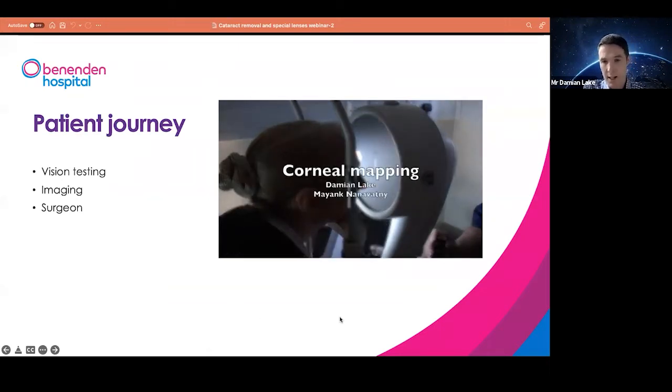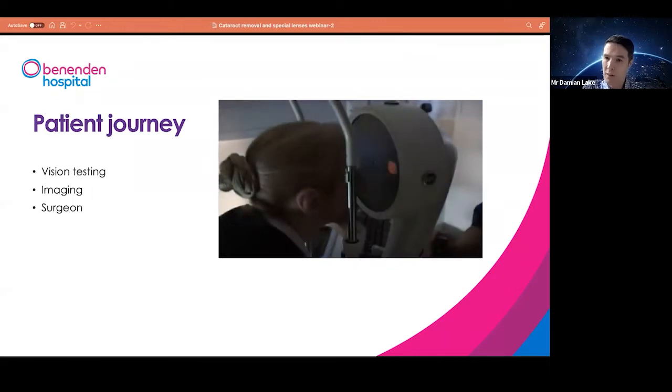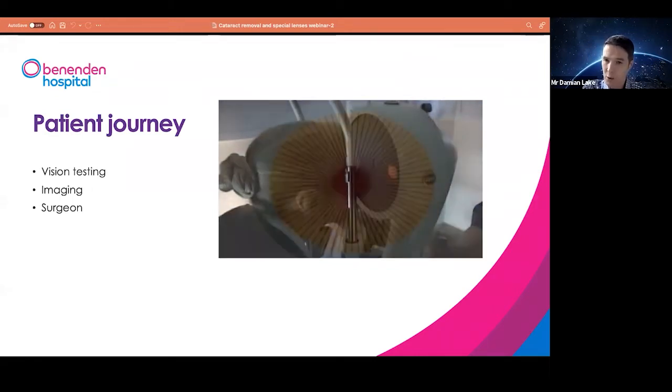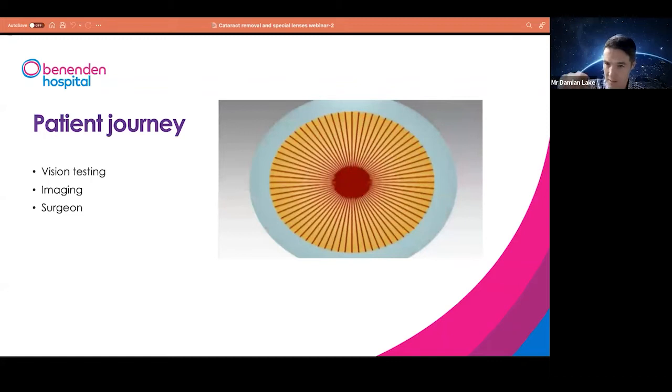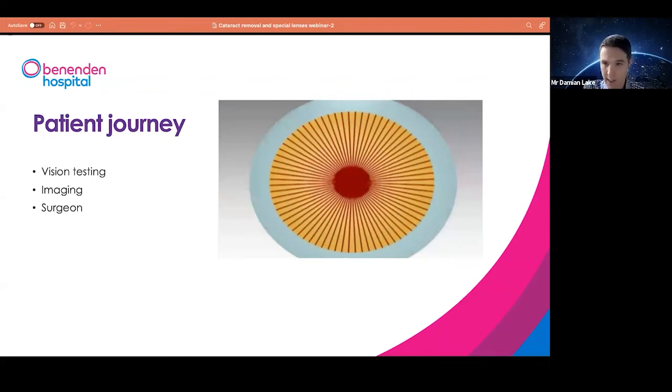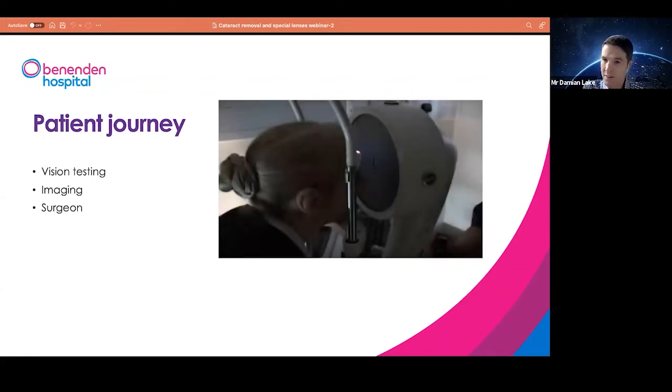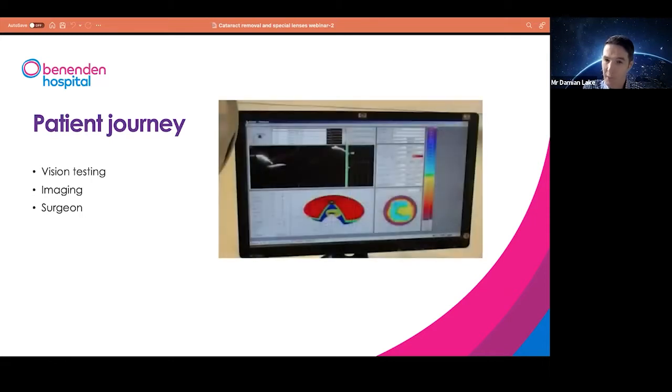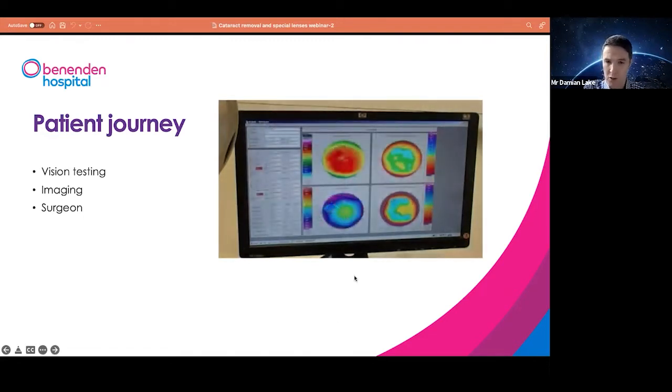Now you can see we initially start with what we call cornea mapping. So the cornea is that clear window at the front of the eye, and we take a rotating photograph of the cornea. And we do that so that we can ascertain how thick the cornea is and the shape of the cornea, because that's going to help inform our choices as to what lens at the time of cataract surgery we might suggest to you.